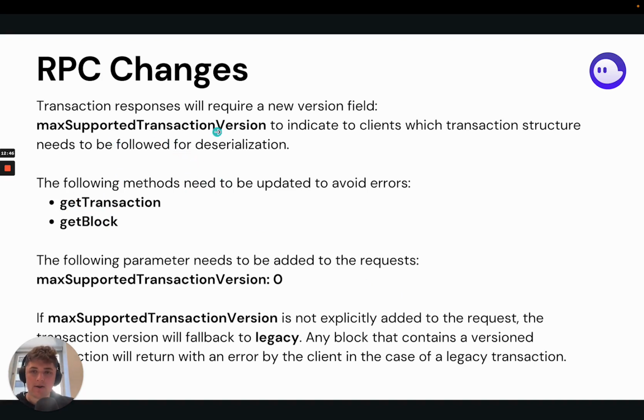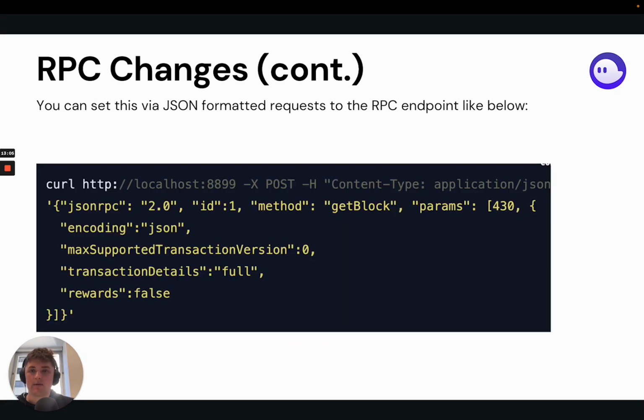If we don't denote this, it's going to always fall back to legacy. We're not going to be able to use address lookup tables. But we want to always put this to 0 if we are set up and using versioned transactions, the recent version, which is transaction v0. So that is a key point to remember when interacting with an RPC.